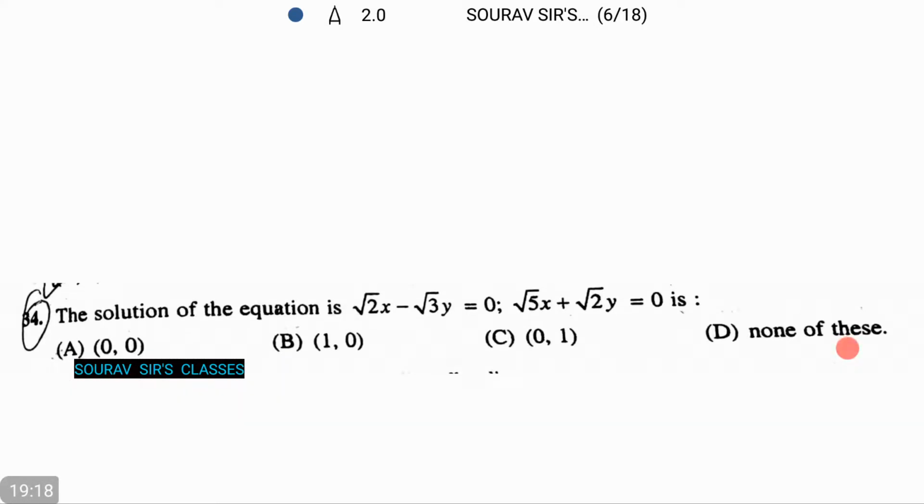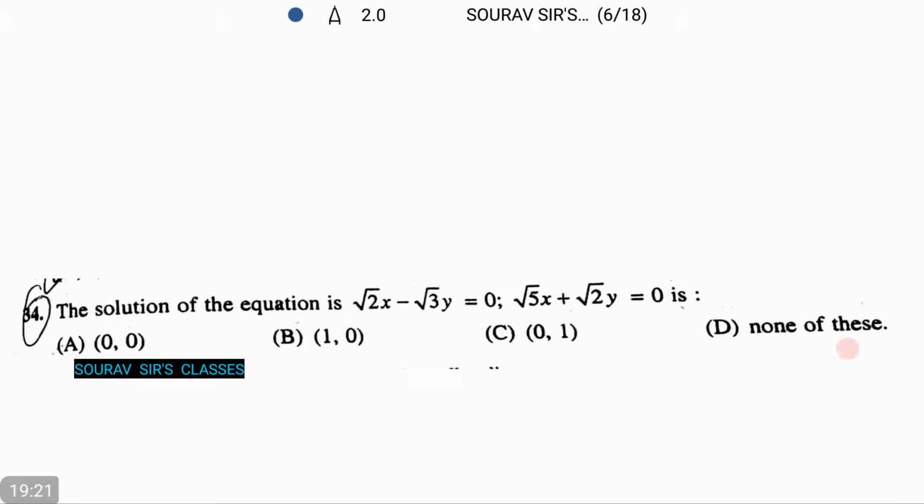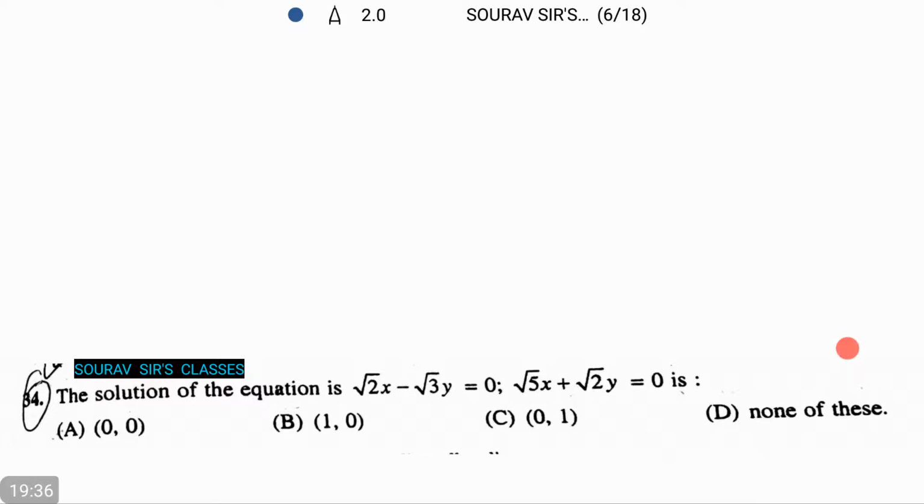The solution of the equation root 2x minus root 3y equals 0, root 5x plus root 2y equals 0 is. First rule of Feynman's, let us write down the equations. Root 2x minus root 3y equals 0. Root 5x plus root 2y equals 0.